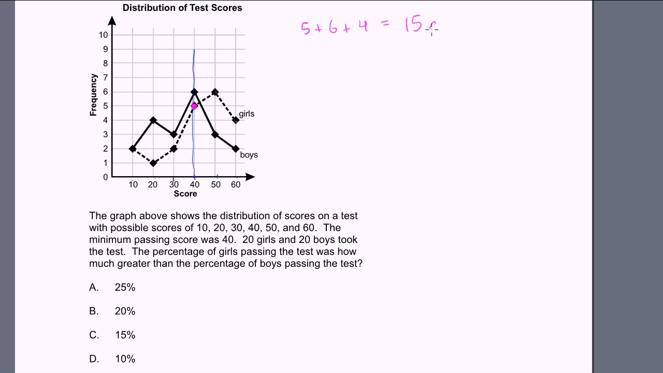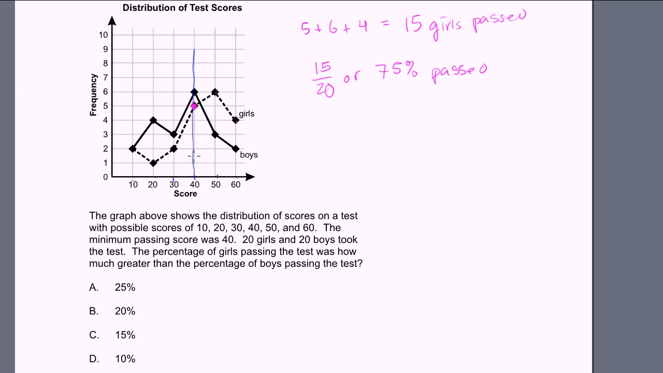15 girls passed. There were a total of 20 girls, so 15 out of 20. If you divide 15 by 20, that's the same thing as 3/4, or 75% of girls passed. Now let's do the boys, and I'll do it in stereotypical colors.